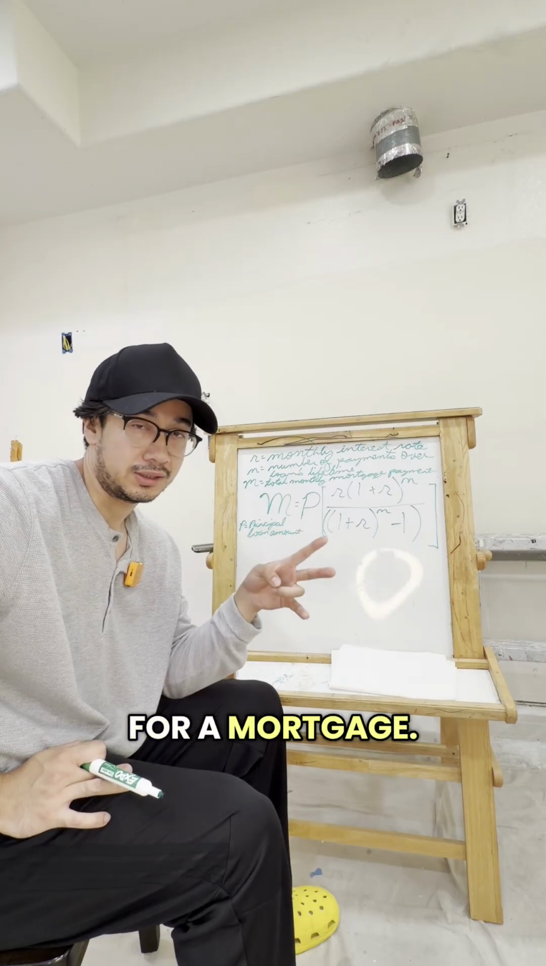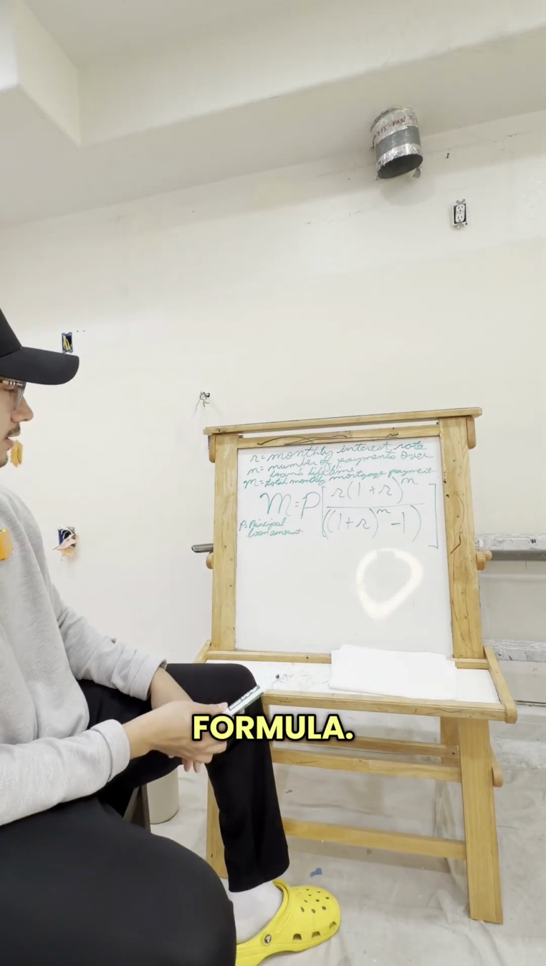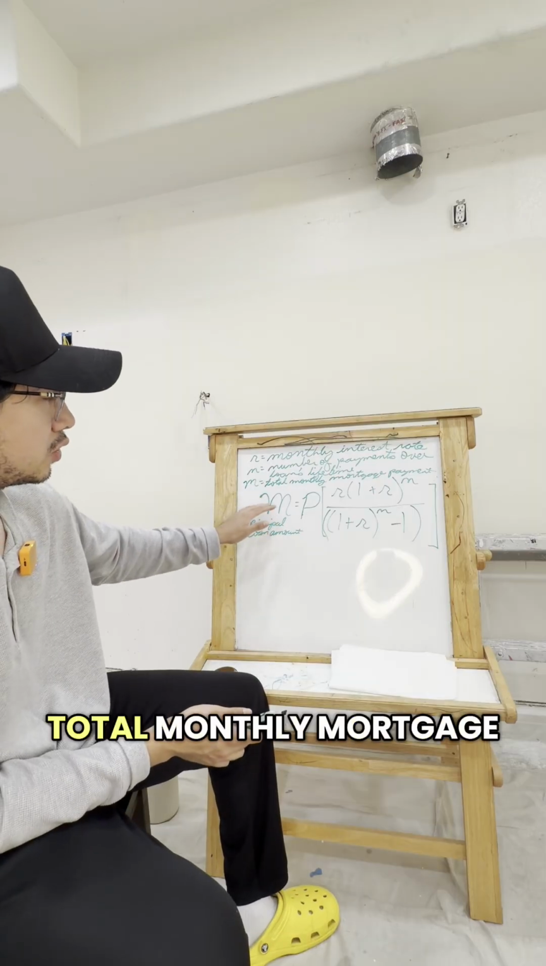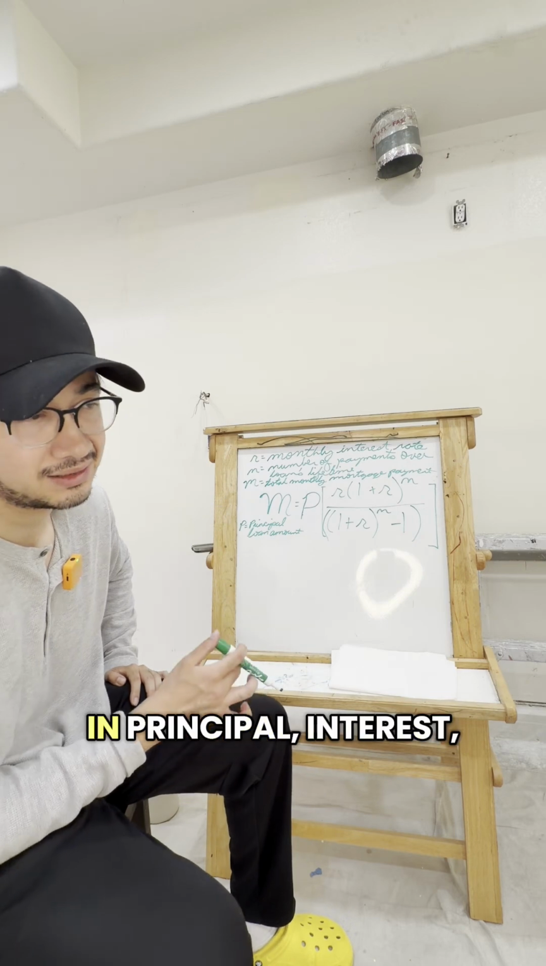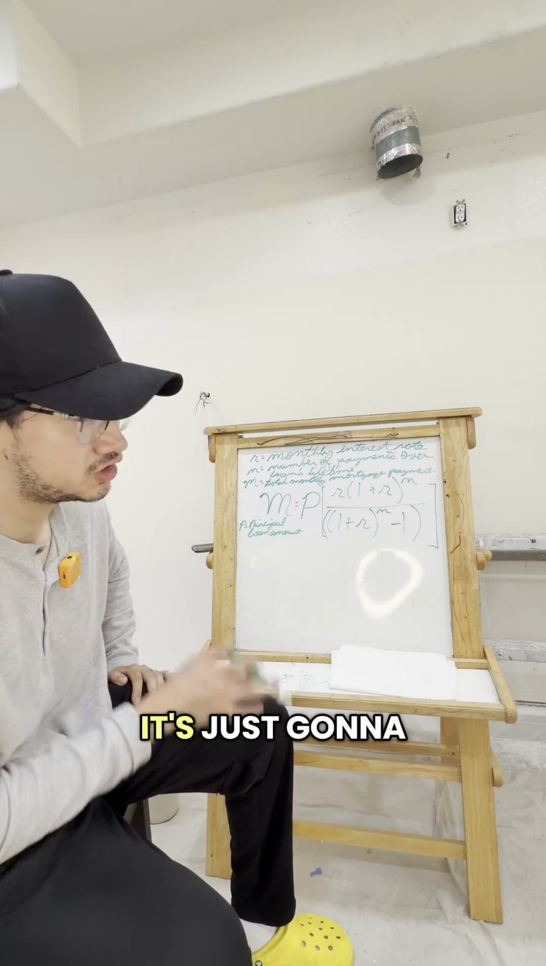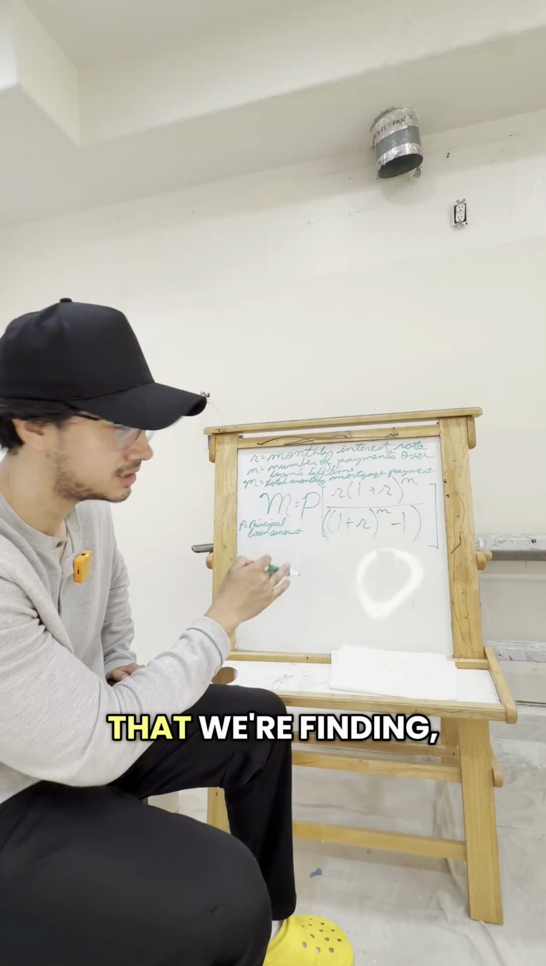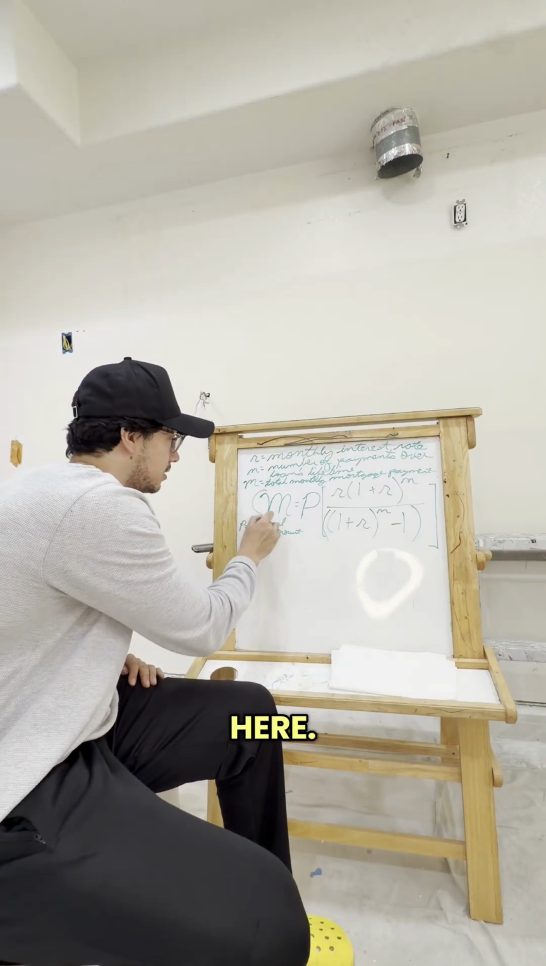payment for a mortgage. So right here we have our formula. M stands for total monthly mortgage payment. It's not the total as in principal, interest, taxes, and insurance. It's just going to be PI in this case that we're finding. That's going to be our M right here.